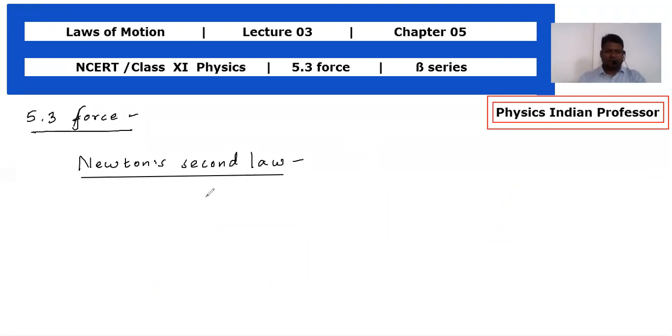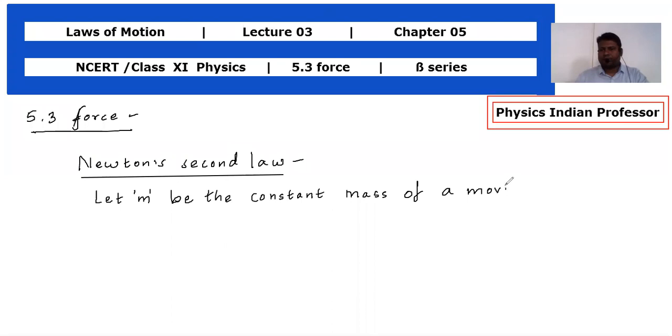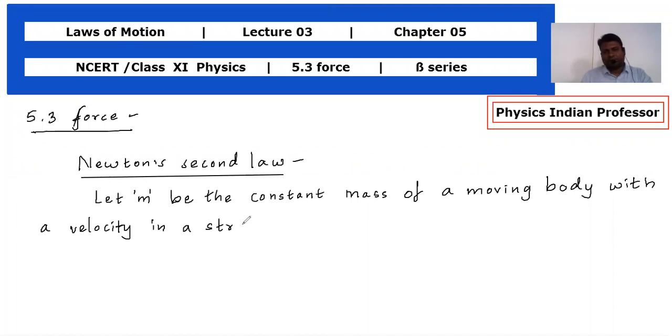Now let m be the constant mass of a moving body with a velocity in a straight line. ठीक है. ओके.